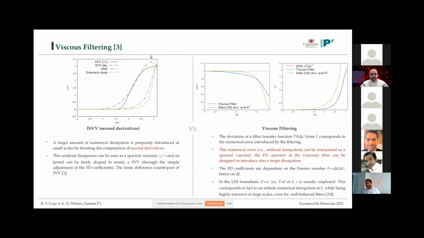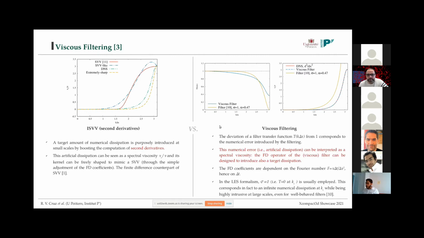So some of you might be familiar already with the principle of the ISVV implemented in XCompact 3D. Basically, we use a certain amount of numerical dissipation concentrated at small scales to regularize the solution, or even to substitute explicit subgrid scale modeling in the context of LES. This is done through the finite difference operator of second derivatives as it is implemented in XCompact 3D.